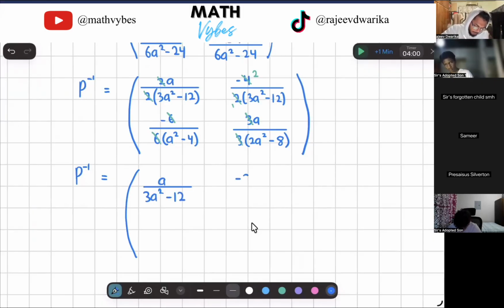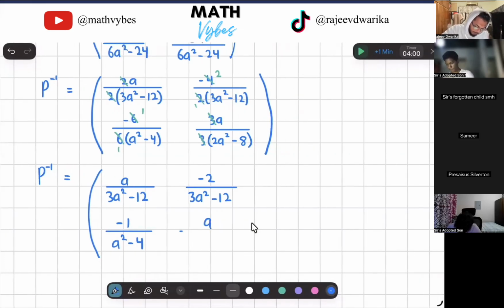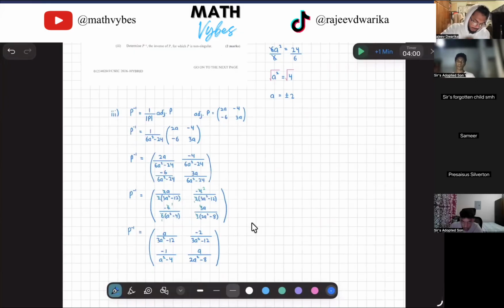And then it's gonna be minus 2 here all over what? 3a squared minus 12. Then what about over here? Take your time. 6 into 6 is what? Oh, 1 over a squared. Forget the negative sign, be careful. Minus 1 over a squared. Over here, it's gonna be a. Yeah, and that's as simple as it gets.